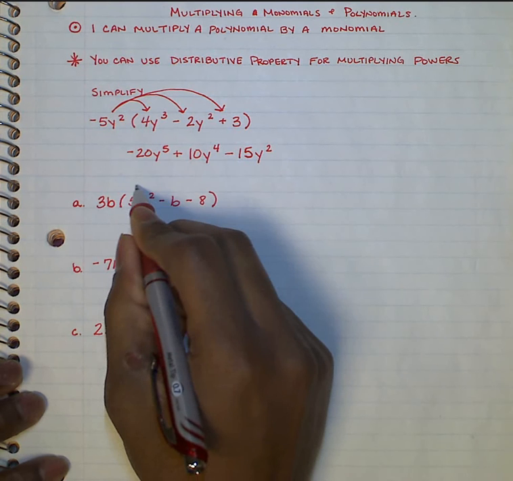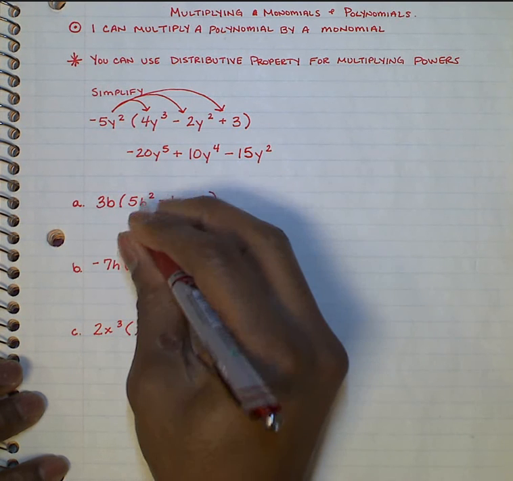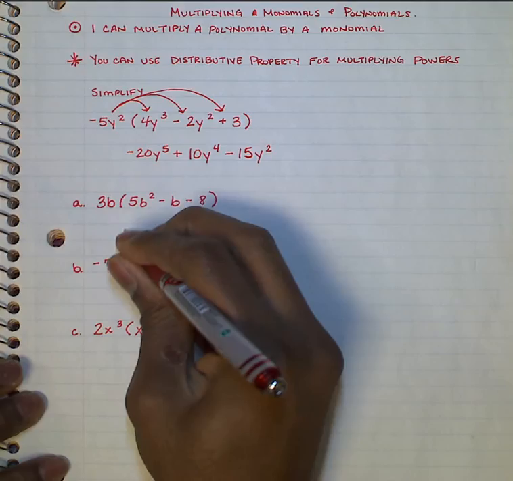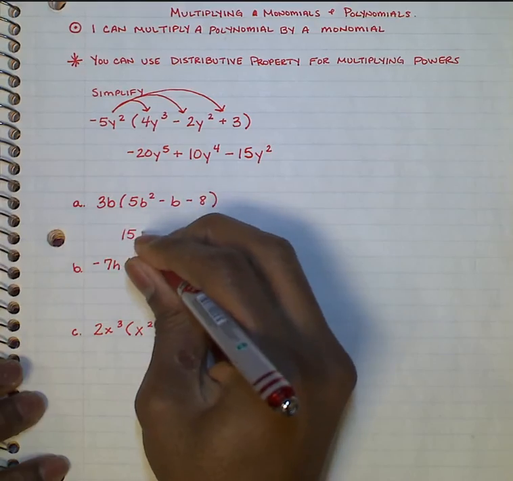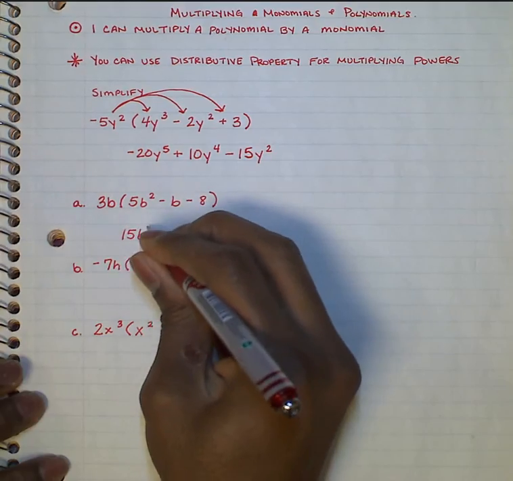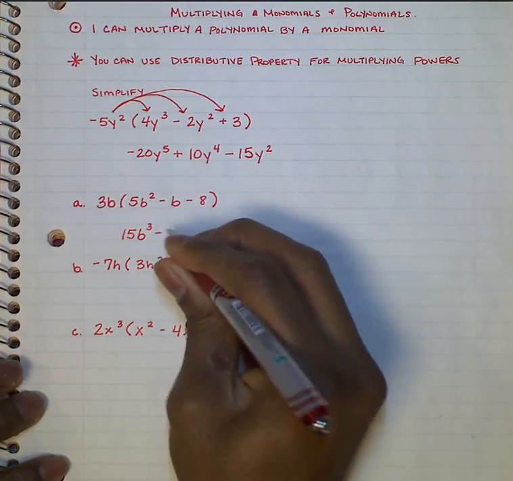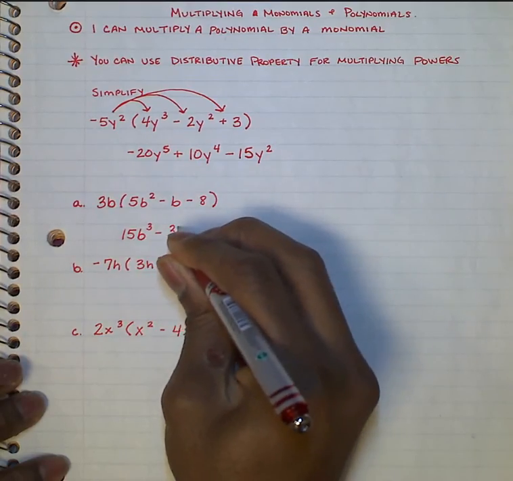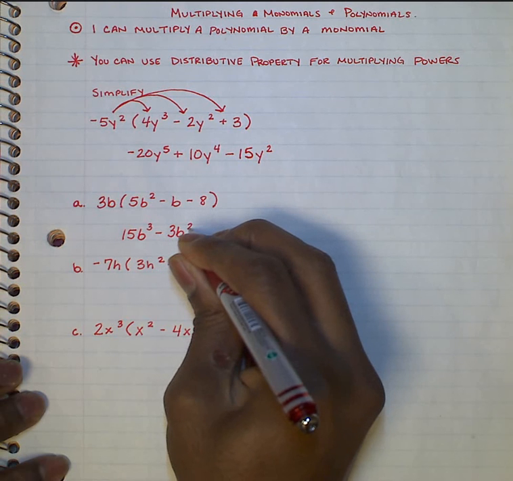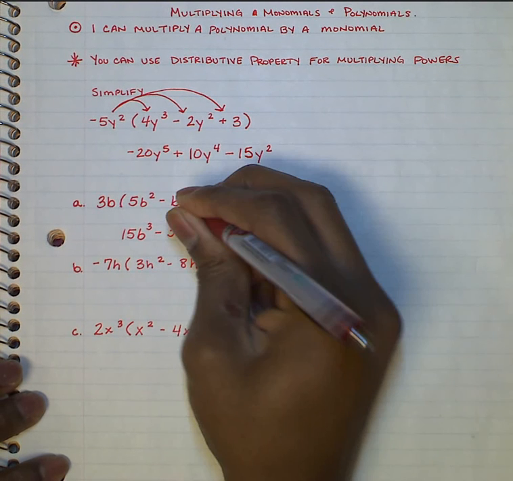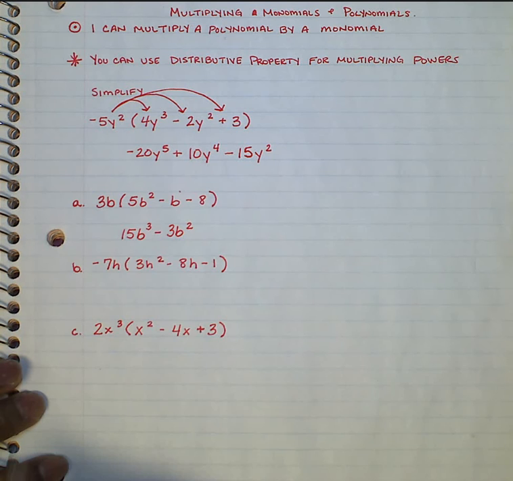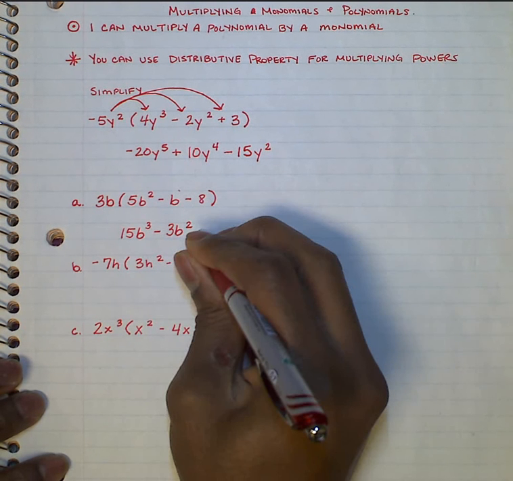So 3b times 5b squared will give me 15b to the third. 3b times negative b gives me negative 3b squared. There's a 1 here, a 1 here, adds to 2. 3b times negative 8 gives me negative 24b.